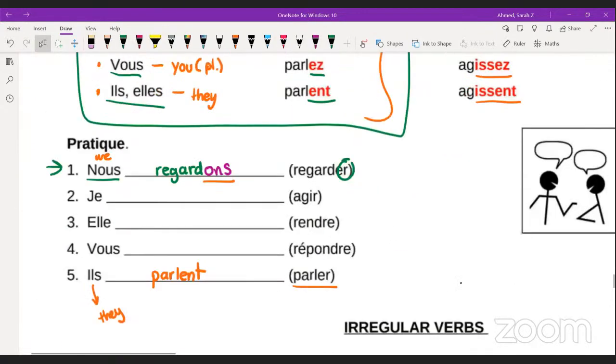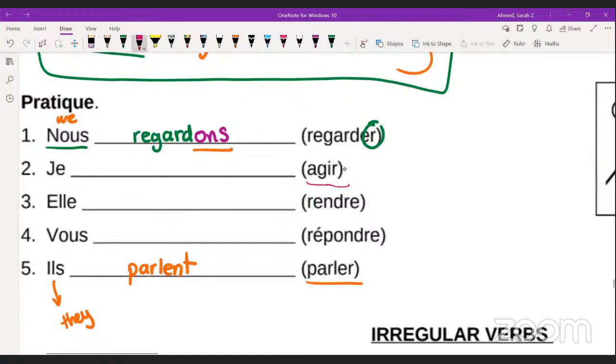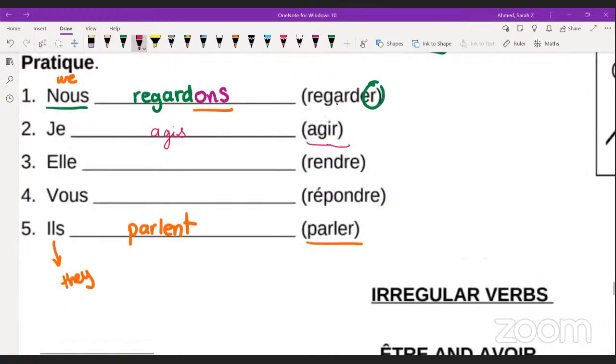For number 2, do you want to put your answer in the chat? Put je and then conjugate the verb agir. Okay, so you put in the chat. Je agis, very good, with IS. So that's one IR verb.